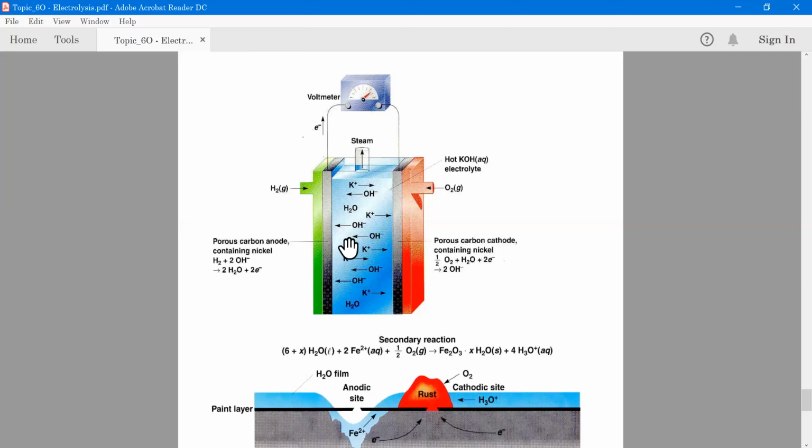So the net result of the whole thing is that hydrogen and oxygen are combined to form nothing but water, and the KOH, in essence, even though the hydroxide does react, it's reformed again. So it's not strictly speaking correct to call it a spectator ion, but in essence, the KOH remains constant in here.